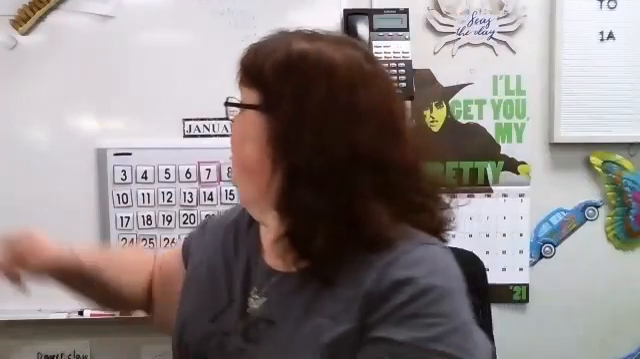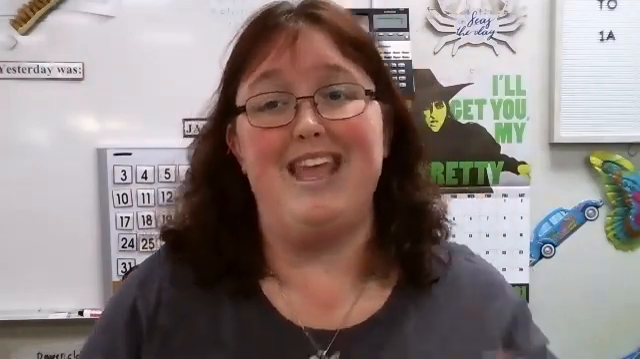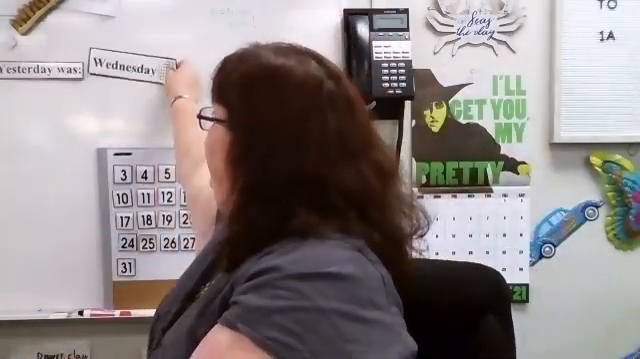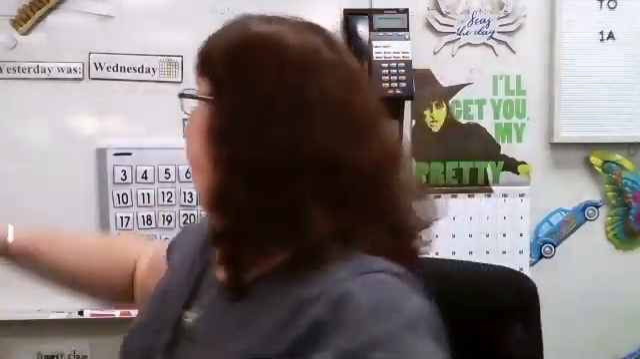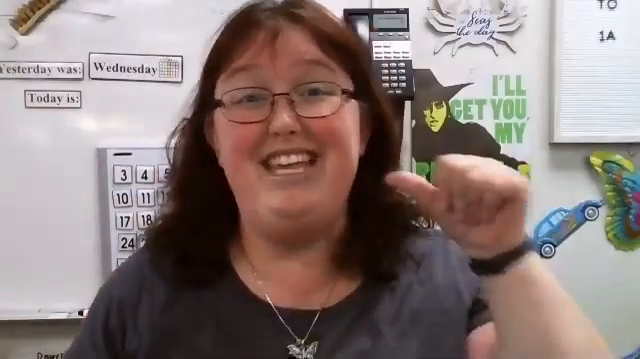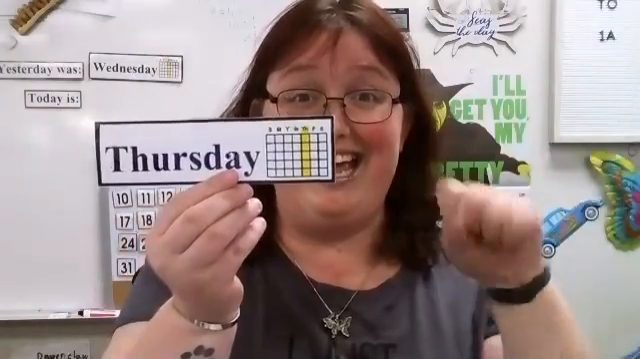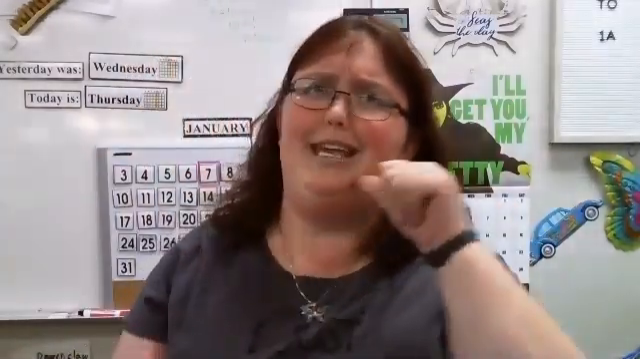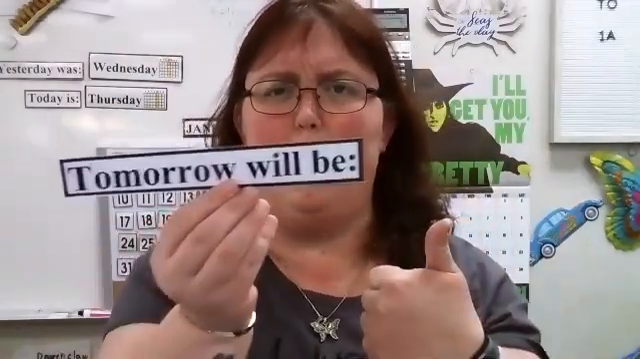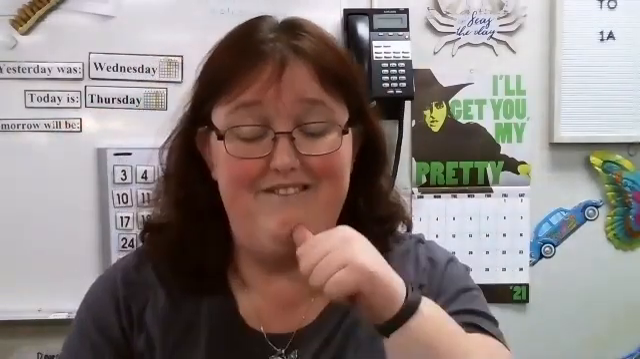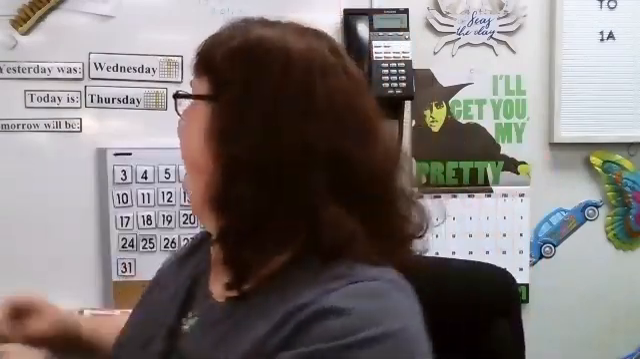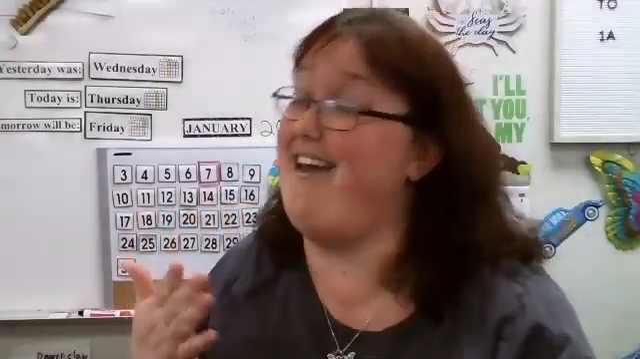Yesterday was what? What day was yesterday? Yesterday was Wednesday. So if yesterday was Wednesday, then today is what? Today is Thursday. So if yesterday was Wednesday and today is Thursday, then tomorrow will be what? Tomorrow will be Friday. Yay! Friday, which means it's almost the weekend.